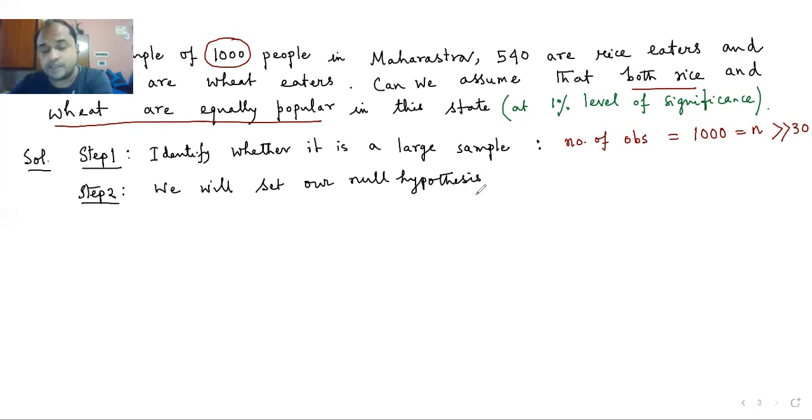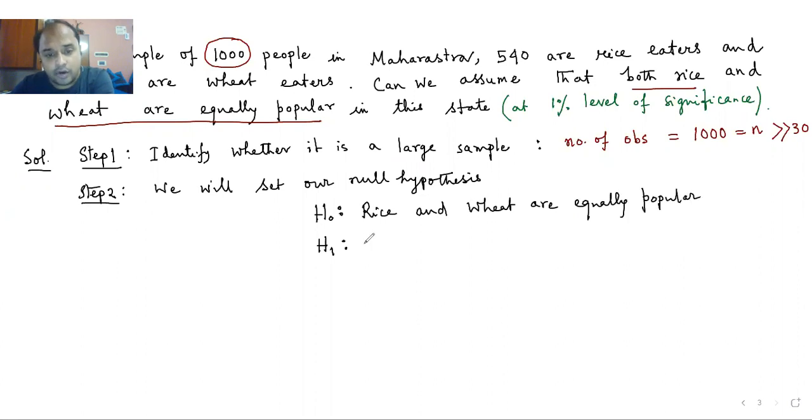Once the null hypothesis is set, automatically the alternative hypothesis will also be set because they come together. So we are going to set the null hypothesis. The question is, what am I going to write over here? First of all, let's make the statement literally. So my statement in literal way is the following: rice and wheat are equally popular. This is the literal statement. And in the alternative hypothesis, we will write rice and wheat are not equally popular.